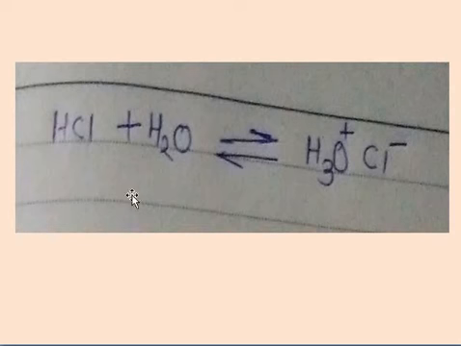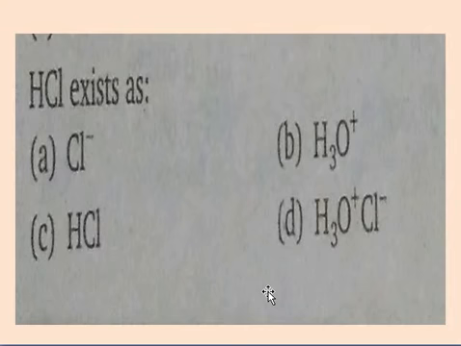When HCl dissolves in water, the hydrogen of HCl combines with H2O and forms H3O plus and Cl minus. Therefore, in this question, HCl exists as H3O plus and Cl minus. Therefore, the answer is D.